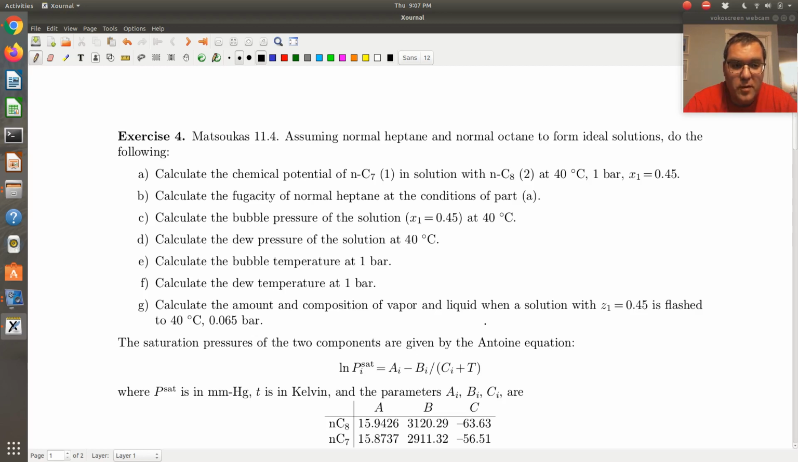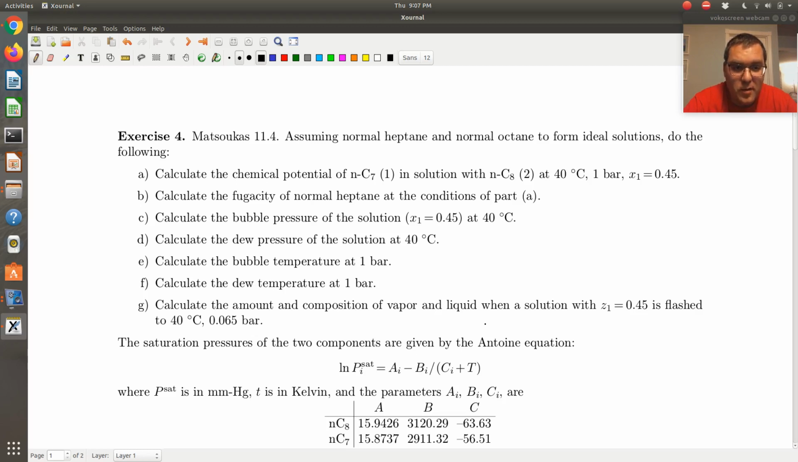We're told to assume they form an ideal solution. Without doing any calculations, because in C, D, E, and F we're going to do bubble P and dew P calculations, and without knowing what the dew point and bubble point are for a mixture of this composition, I'm just going to assume that I have a liquid phase.